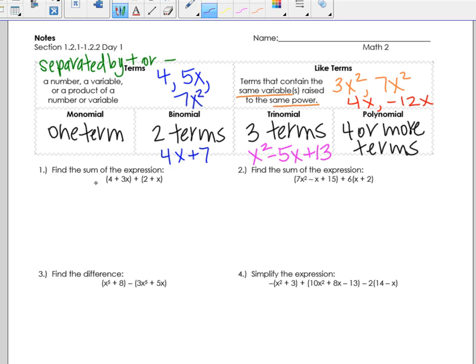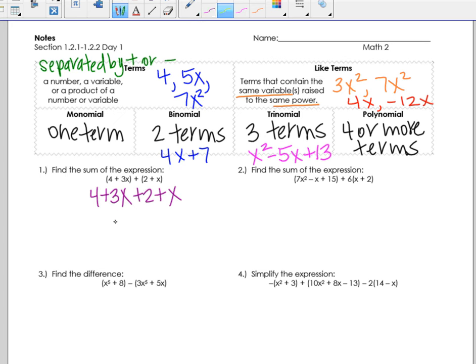So for number 1, we want to find the sum. So remember that means we're adding. When you're adding, you really just want to look out for any coefficients in front that we need to distribute or really negative. So in this case, when we take away the parentheses, 4 plus 3x is going to stay as 4 plus 3x, and then plus 2 plus x. Nothing changes because you're positive the whole way through.